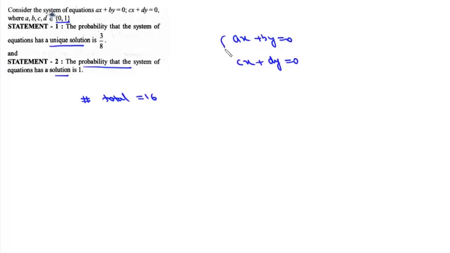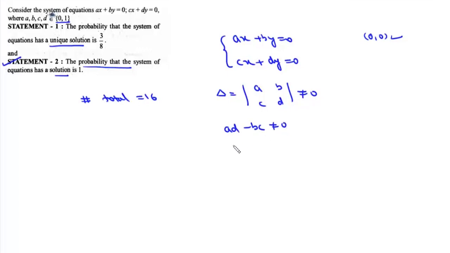Now since this is a homogeneous equation, it will always have a trivial solution. So x equal to 0 and y equal to 0 will always be one of the solutions. So the system of equations will always have a solution, and therefore it is a sure event. That means statement 2 is correct. Now for statement 1, we have to check the condition that the system has a unique solution. Homogeneous equations have a unique solution if the determinant of a, b, c, d is unequal to 0. That means ad minus bc is unequal to 0.